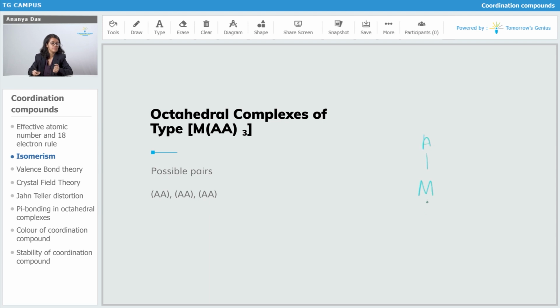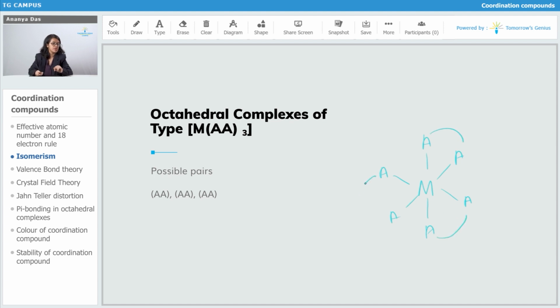So this will be A is trans to A, again A is trans to A. So when they ask you whether it's going to show geometrical isomerism or not, you are going to say no. It is not going to show any kind of geometrical isomerism, but when you write the number of geometrical isomers, you are going to write it as 1 because there is still one possible pair.